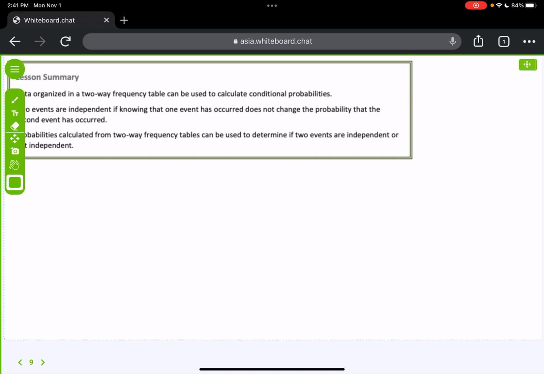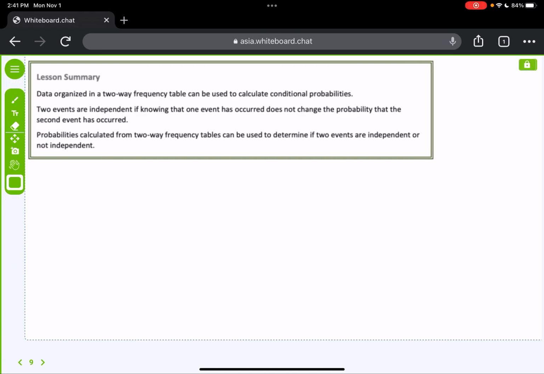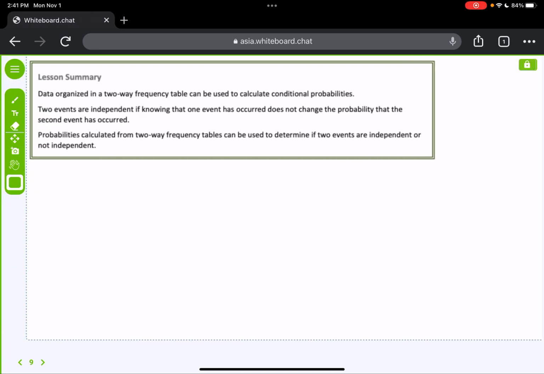All right, let's look at this lesson summary. Data organized in a two-way frequency table can be used to calculate conditional probabilities. Two events are independent if knowing that one event has occurred does not change the probability that the second event has occurred. So, probabilities calculated from two-way frequency tables can be used to determine if two events are independent or not independent. All right.